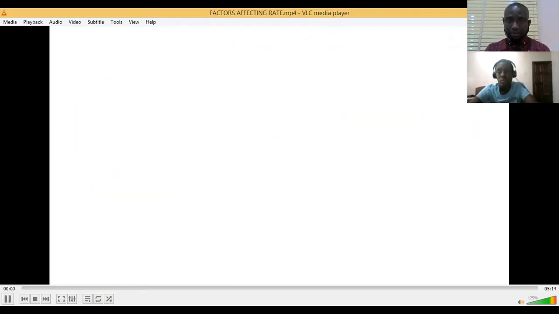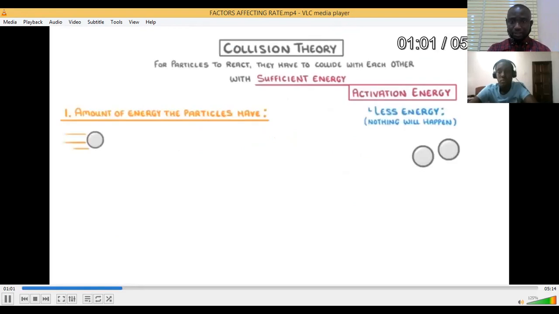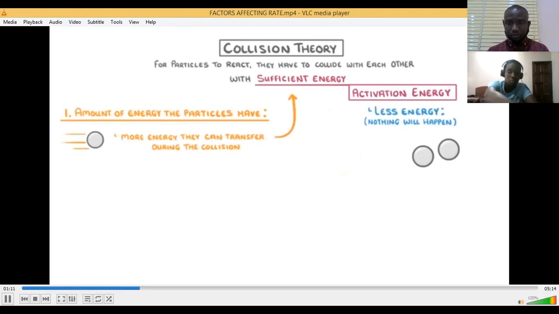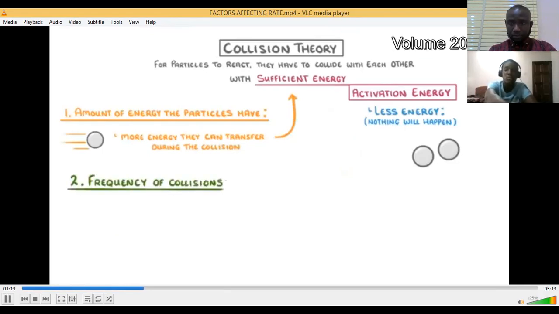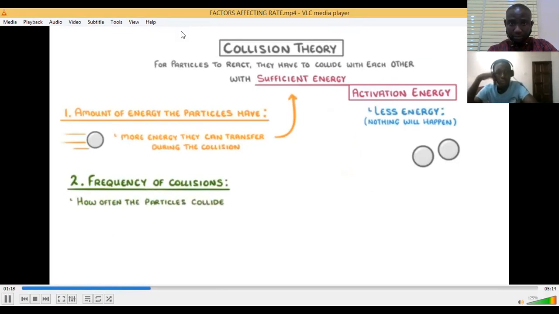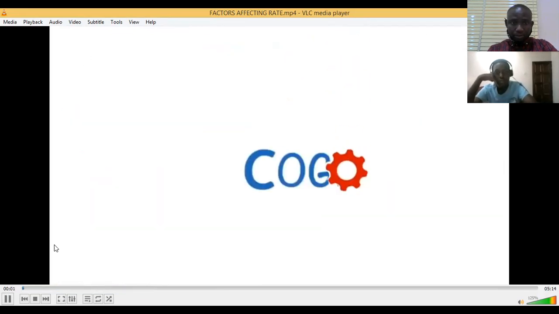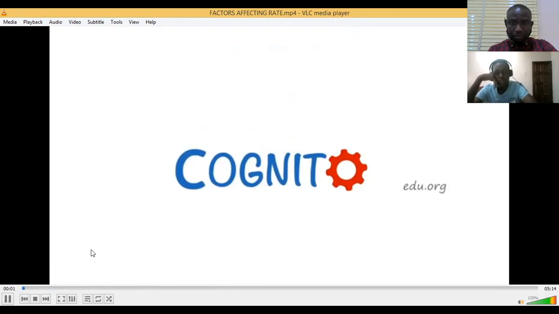The more energy they have, the more energy they can transfer during their collision, and so the more likely they are to surpass that minimum activation energy. The other important thing is the frequency of the collisions, which just means how often the particles collide with each other.